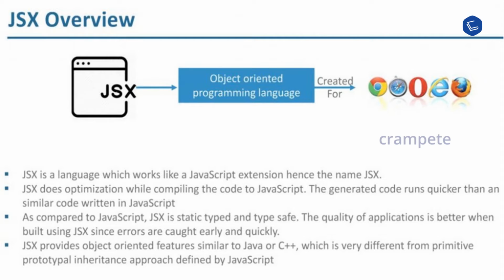Now we know what React is. Let's take a look at a few terms and concepts that will come up throughout this series. JSX overview. JSX is a language which works like a JavaScript extension, hence the name JSX.